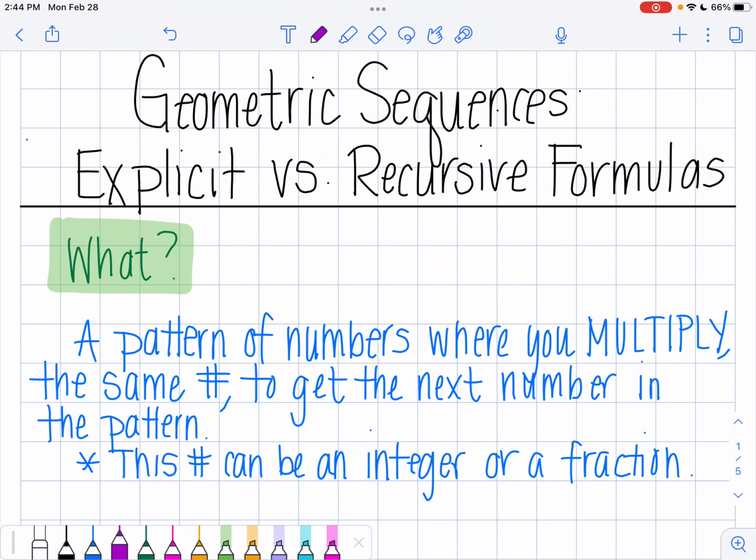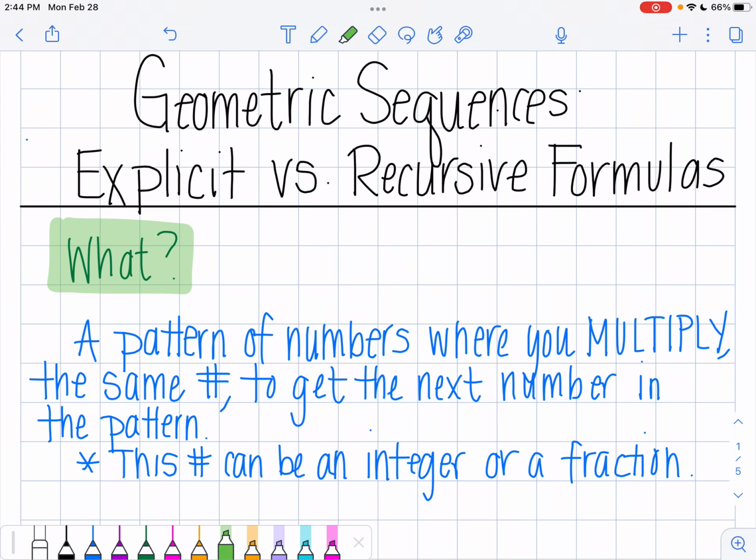In this video, we're going to learn about geometric sequences, and we're going to talk about the explicit versus the recursive formula. So by this point, you've probably already watched or learned about an arithmetic sequence. So we're going to talk about how a geometric sequence is different. As you learned already, an arithmetic sequence is a pattern or a list of numbers where you add the same number every time to get the next number.